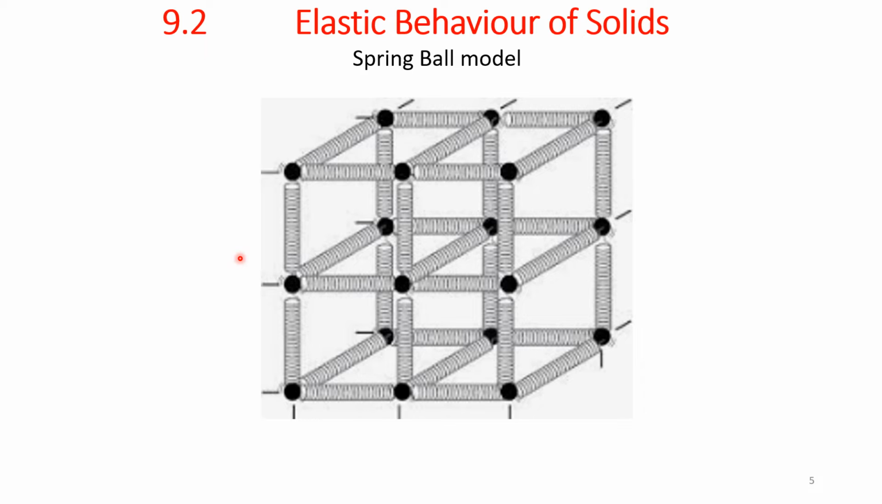The restoring mechanism can be visualized by taking a model of a spring-ball system shown in the figure on the screen. Here, the balls, which are black in color, represent the atoms and the springs represent interatomic forces. If we try to displace any ball from its equilibrium position, the spring system tries to restore the ball back to its original position. Thus, the elastic behavior of solids is explained in terms of the microscopic nature of solids.